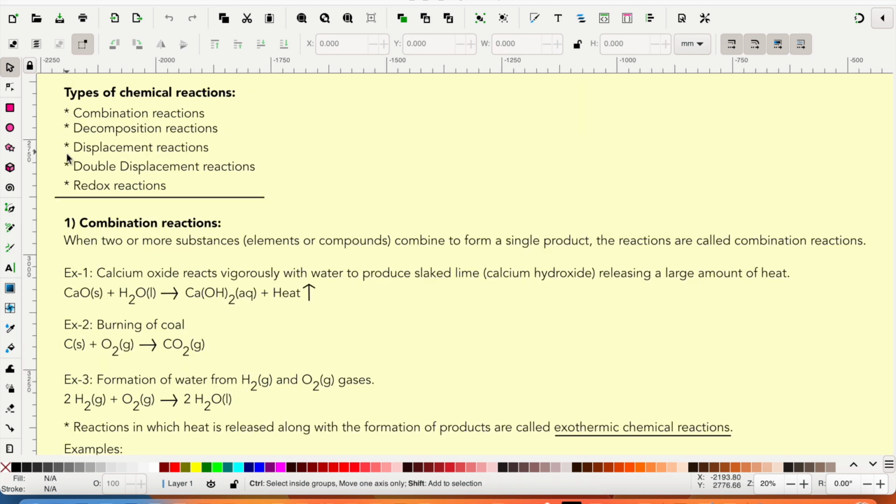There are 5 types of chemical reactions. These are combination reactions, decomposition reactions, displacement reactions, double displacement reactions and redox reactions. We will see them one by one. The first one is combination reactions. When 2 or more substances combine to form a single product, the reactions are called combination reactions.